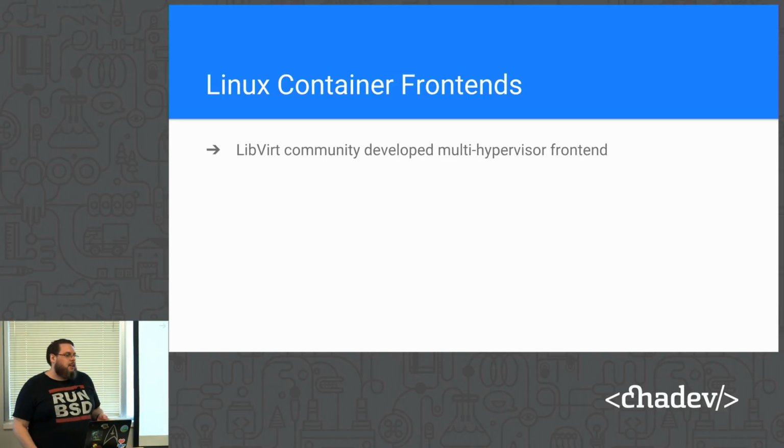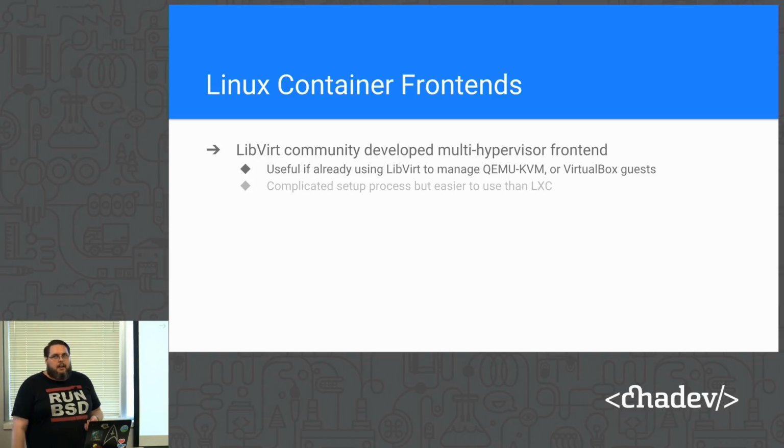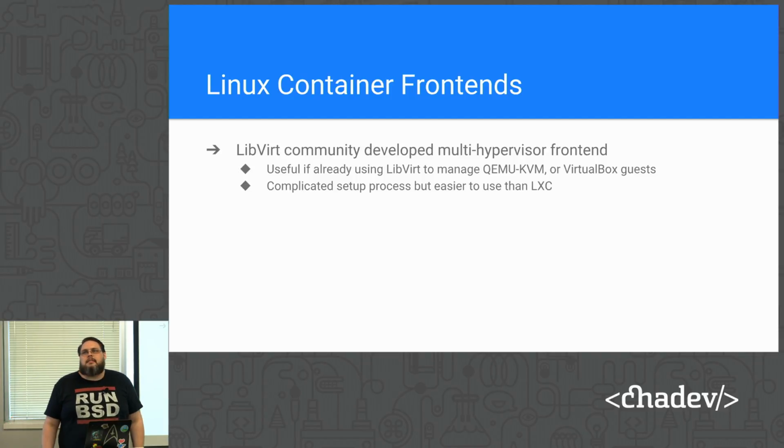Now to get into the more obscure ones, there's things like libvirt, which is a multi-hypervisor front end. It supports things like running a virtual machine using KVM or VirtualBox or bhyve, things like that. But it can also use Linux containers. The problem with that is it's a little bit more complicated to get set up than using say, Docker. But if you're already running virtual machines with libvirt, it makes sense to use that.